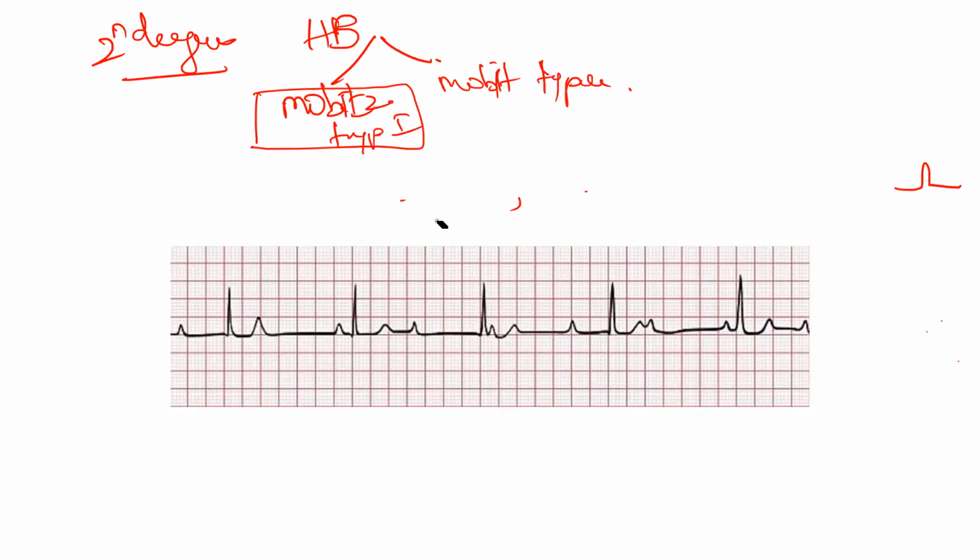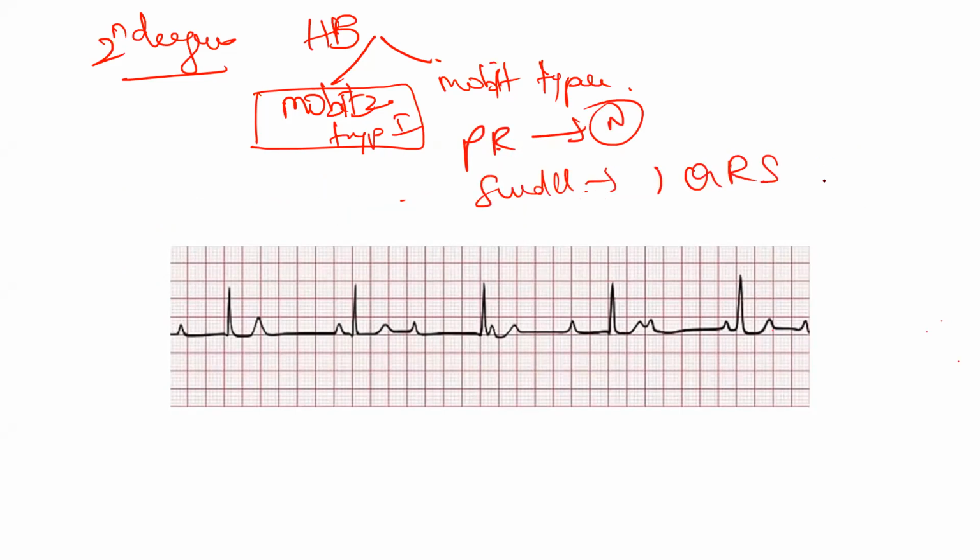In Mobitz type 2, all PR intervals are absolutely normal, which means when you have a P wave and QRS complex, the PR interval is normal. But suddenly, one QRS is dropped. All the conducted beats will have completely normal PR intervals, but suddenly one P wave is not followed by a QRS complex. Now identify this rhythm and tell me whether it is Mobitz type 1 or Mobitz type 2.